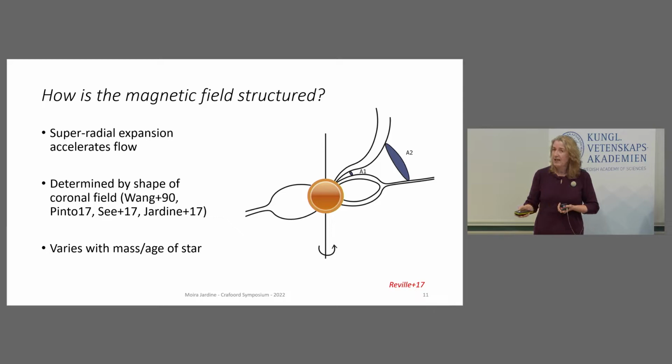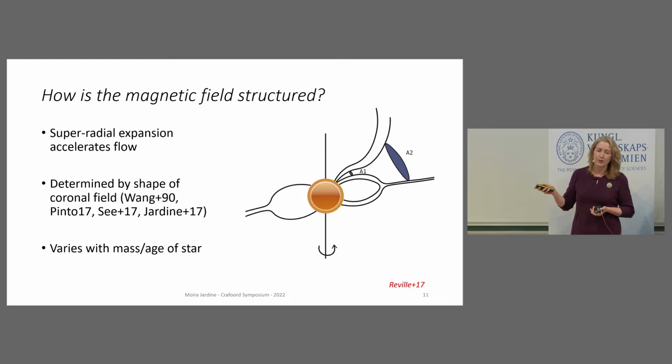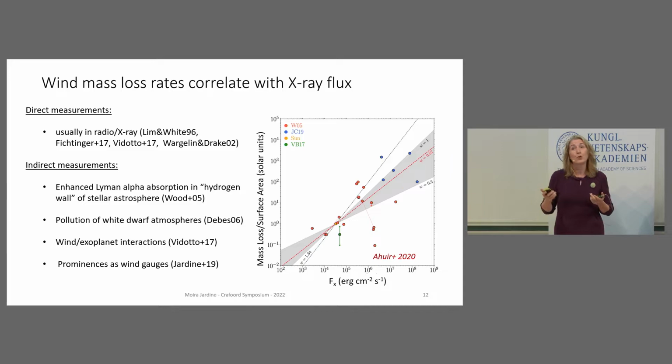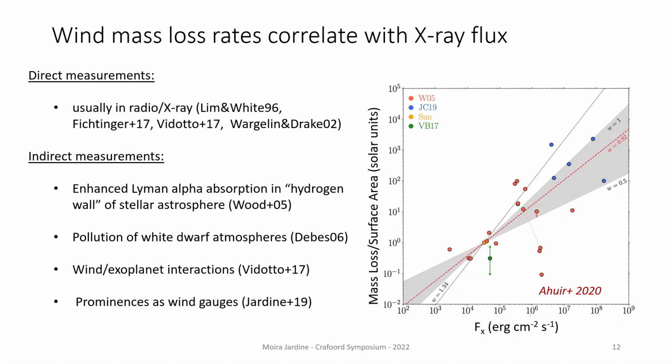Stellar winds are, you know, they're sneaky, they're difficult to observe. But one of the things that is becoming more and more apparent is that the rate of mass loss, which is what's plotted here on this axis, the rate of mass loss per unit surface area, appears to scale with the X-ray flux on this axis.